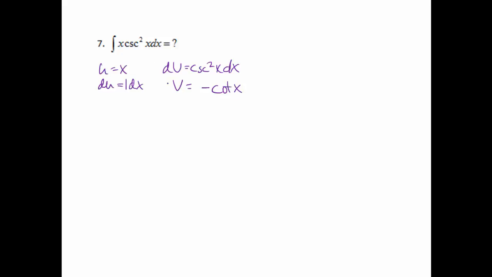Now I'm ready to set up my integration by parts. It's going to be u times v, so negative x cotangent x minus the integral of v du, so negative cotangent x dx. First of all, those are going to change to pluses. So I'll have negative x cotangent x, and then again, as long as you're familiar with your formulas, you'll be fine. The integral of cotangent x is natural log of the absolute value of sine x, and then plus c.